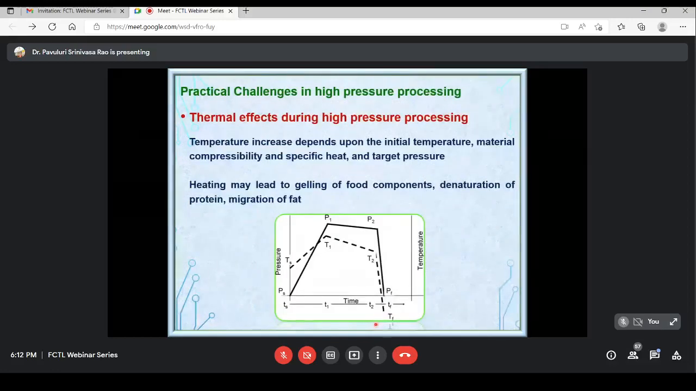Now, coming to the practical challenges in high pressure processing, one of course is thermal effects during high pressure processing. Although we say there is no temperature rise, the temperature increases due to the heat of compression. However, this depends upon the initial temperature of the product and material compressibility, specific heat and the target pressure. If you have only 300 megapascal target pressure, the temperature rise could be about 9 degrees centigrade. But if you are going for 800 megapascal, it will probably increase up to 24 degrees centigrade. So you may have to control your initial temperature so that thermally induced changes cannot influence your product. Heating may lead to gelling of food components, denaturation of protein, and migration of fat in the products. That's why it is not desirable to allow the temperature to rise.